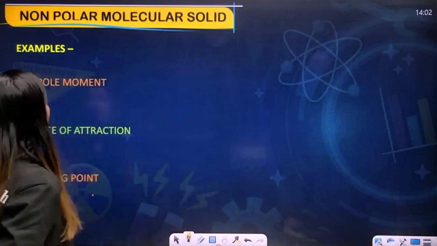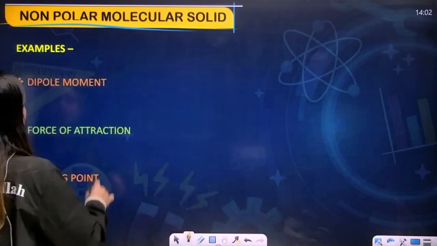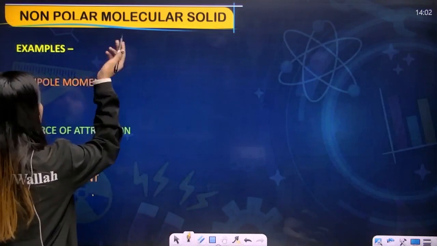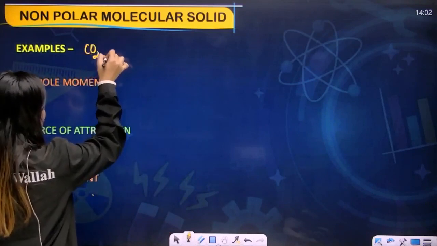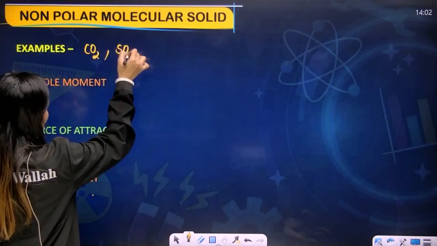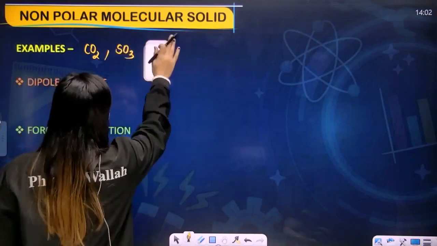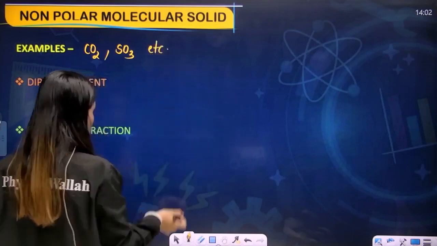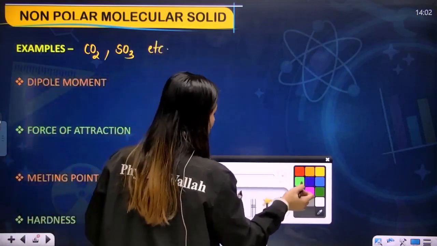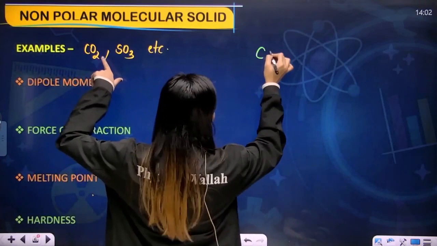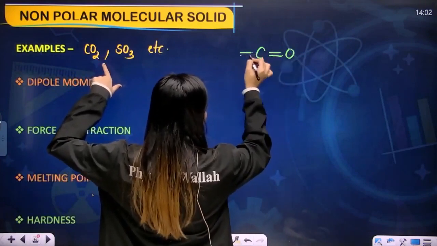The examples of non-polar molecular solids would be CO2, SO3, etc. Now I'll explain why they are non-polar. If you talk about CO2, you have carbon here, with a double bond on each side.